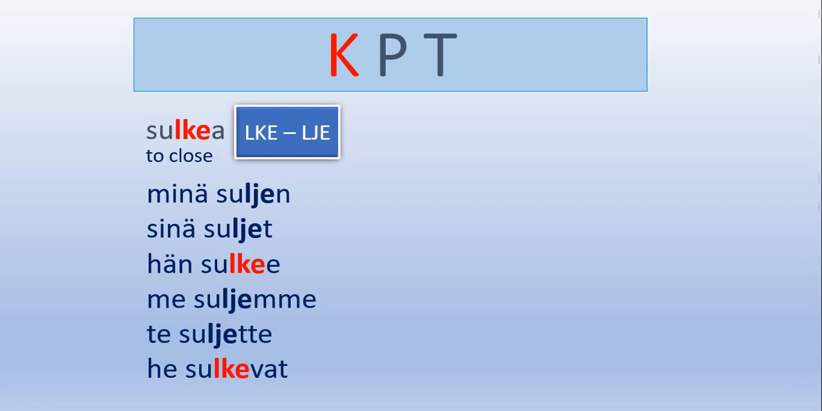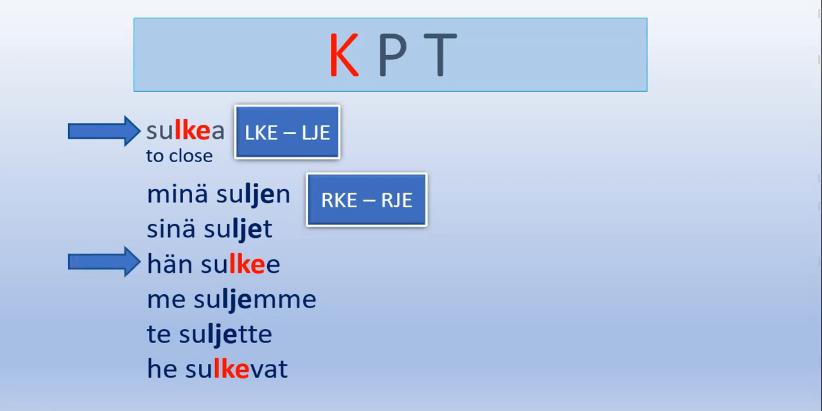The same change happens if we have the consonant combinations R, K, E. In this environment, the K changes into J. And again, you can see that it's the infinitive, the third person singular and third person plural, which have the strong form, meaning that there is more K in these forms.